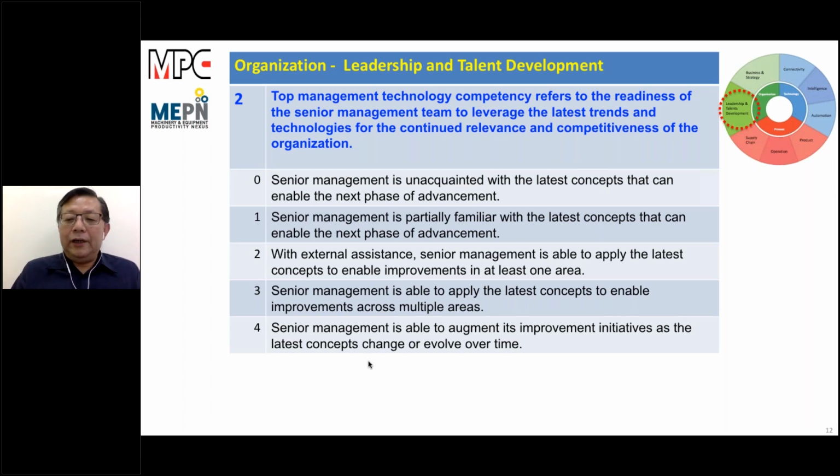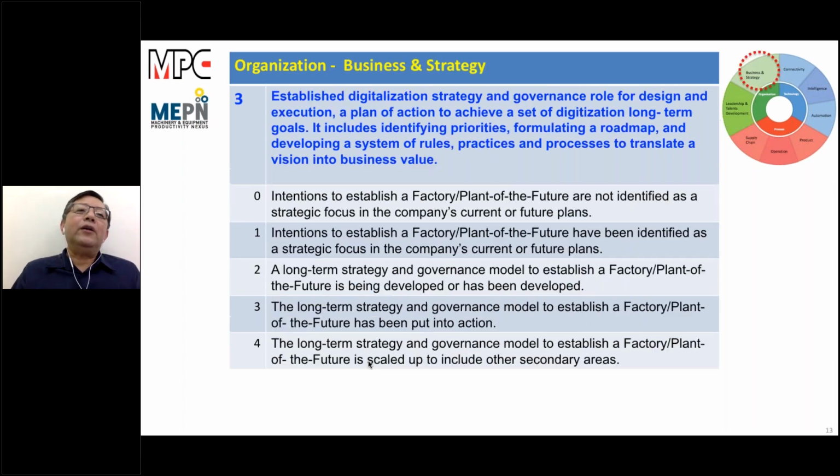Okay, this is the area of leadership and talent development. The question targets the top management, and also we target the talent development. Do you have a talent development program? Then question three, we look at the business and strategy. So business and strategy is very important.